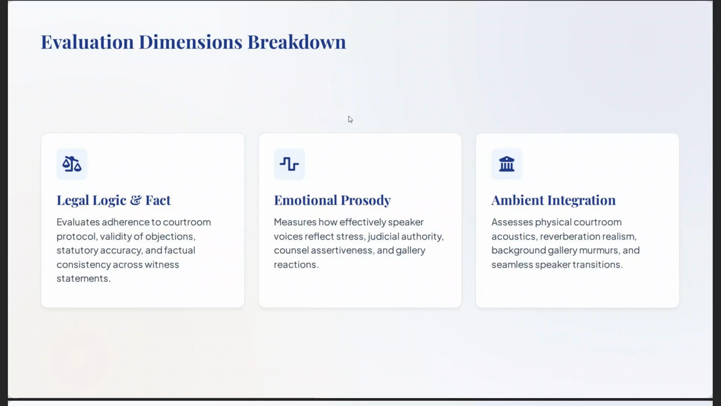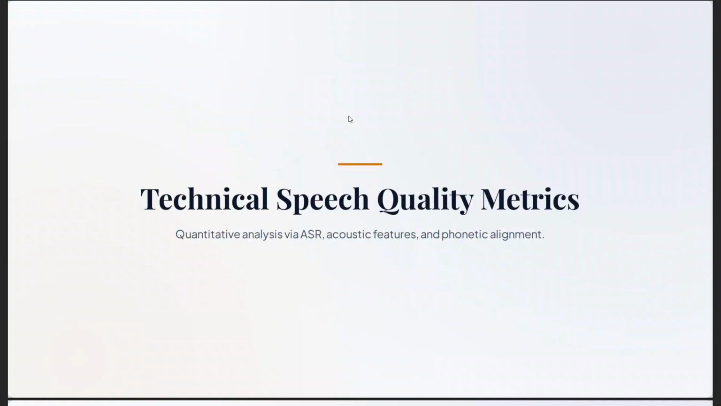Next, coming to the evaluation dimensions breakdown, legal logic and facts. Basically, we evaluate adherence to courtroom protocols, validity of objections, statutory accuracy, and factual consistency across witness statements. Emotional prosody measures how effectively speaker voices reflect stress, judicial authority, counsel assertiveness, and gallery reactions. Next is the ambient integration, which assesses physical courtroom acoustics, reverberation realism, background gallery murmurs, and seamless speaker transitions.